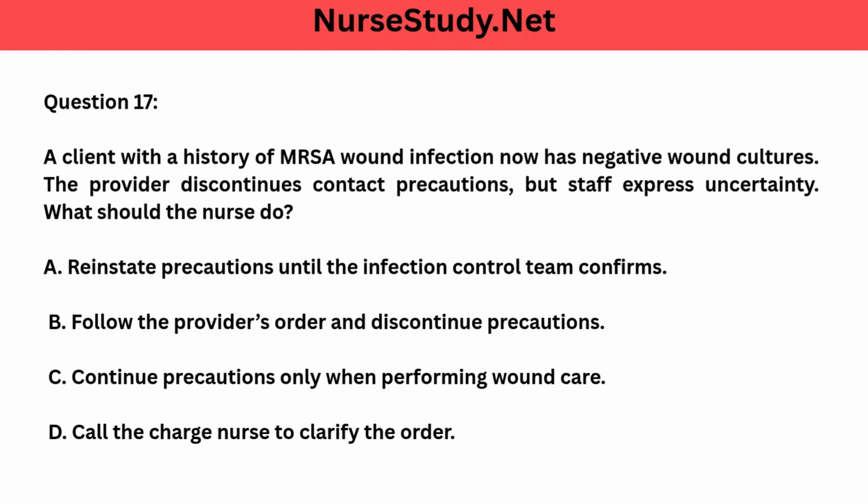Question 17. A client with a history of MRSA wound infection now has negative wound cultures. The provider discontinues contact precautions, but staff express uncertainty. What should the nurse do? A. Reinstate precautions until the infection control team confirms. B. Follow the provider's order and discontinue precautions. C. Continue precautions only when performing wound care. D. Call the charge nurse to clarify the order.